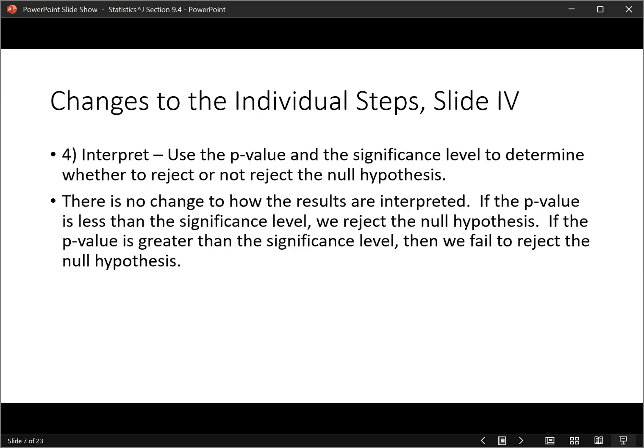And then finally, when it comes to interpreting the results, we don't change anything. You just compare the p-value and the significance level. If the p-value is less, we reject the null hypothesis. If the p-value is greater, then we fail to reject.